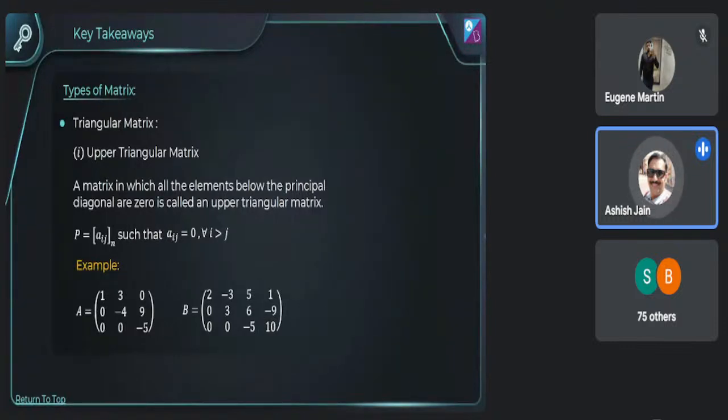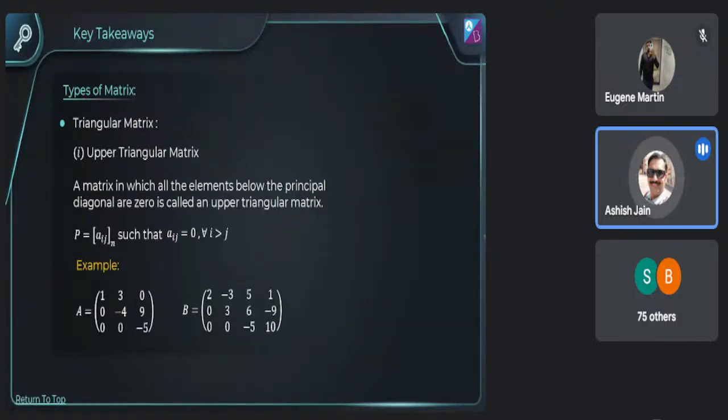ठीक है? और उसको हम लिखेंगे कैसे नोटेशन में? It is of the form P is equal to [a_ij]_n, where a_ij is equal to 0 for all i greater than j. मतलब जहां पर रो वाली वैल्यू कॉलम वाली वैल्यू से ज्यादा है, उस एलिमेंट की वैल्यू 0 होनी चाहिए. ठीक है? अब इस मैट्रिक्स को देखिए. Here it is first row, first column, i and j are same. First row, second column, i is less than j, so we have a value. First row, third column, it can have a 0 value.